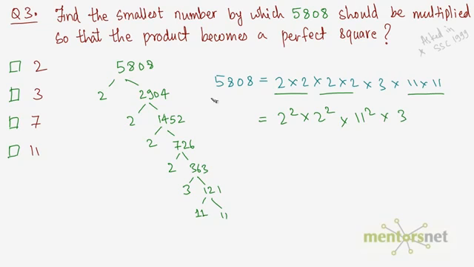So if we take the square root of 5808, you can find out 2 square and 2 square and 11 square, but 3 is not a perfect square. To make this a perfect square, let us multiply this by 3. If you multiply this whole number by 3, you get 3 square, and 3 square is a perfect square. So the number that 5808 should be multiplied with so that the product becomes a perfect square is 3.